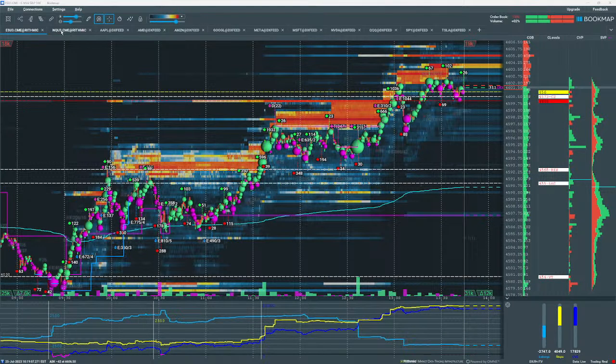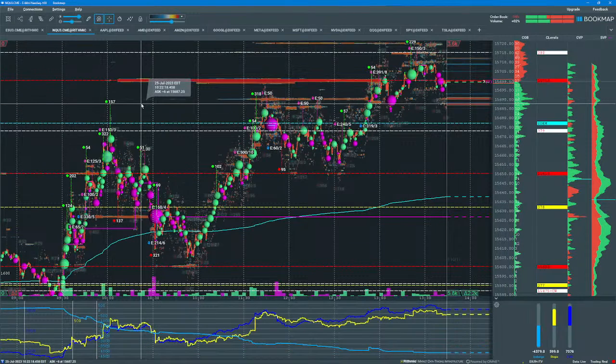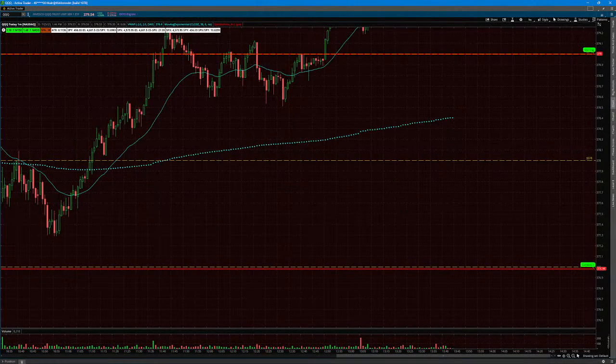All right, let's take a look at NASDAQ. And I'm going to take a look at a chart for QQQ to take a look at the levels that are in play for today.